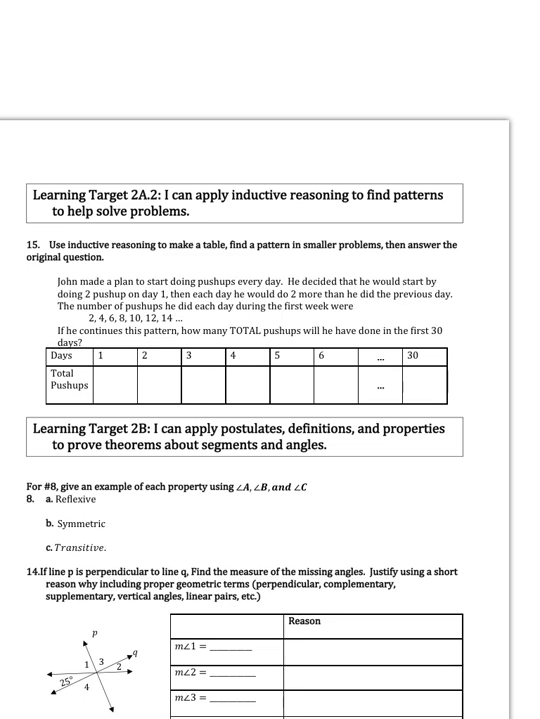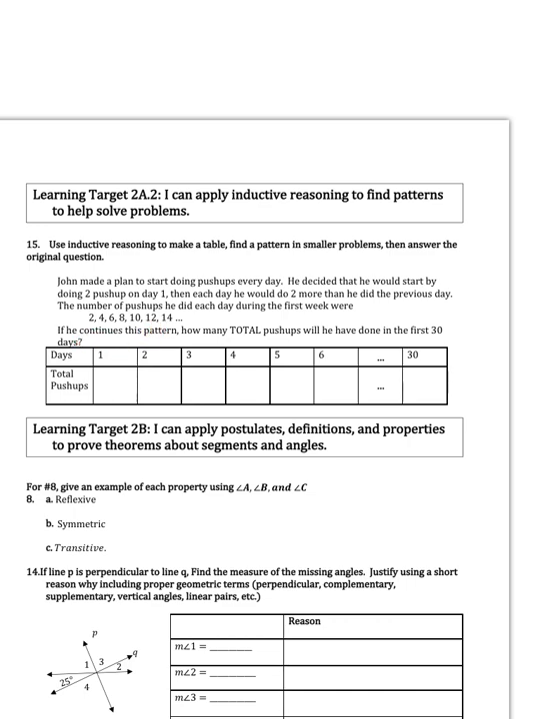All right, John made a plan to start doing push-ups every day. Well, that's a good thing. He decided that he would start by doing 2 push-ups on day 1, and then he's going to do 2 more than he did the previous day on each day after that. The number of push-ups he did during each day of the first week would be 2, then 4, then 6, then 8, then 10, then 12, and so on and so forth.